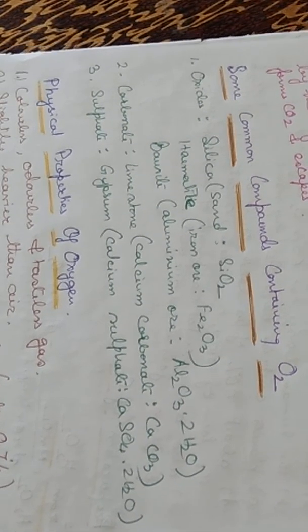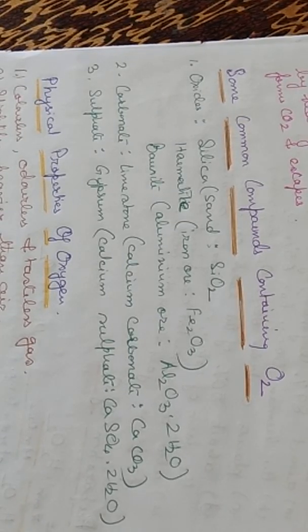Now, some common compounds which contain oxygen are oxides, carbonates and sulfates. Oxides: silica, which is sand, silicon oxide. Hematite, which is an iron oxide, an iron ore. Bauxite, an aluminium ore, Al2O3.2H2O. Carbonates: limestone, calcium carbonate, CaCO3. Sulfate: gypsum salt, which contains calcium sulfate, CaSO4.2H2O. It is a hydrated calcium sulfate.